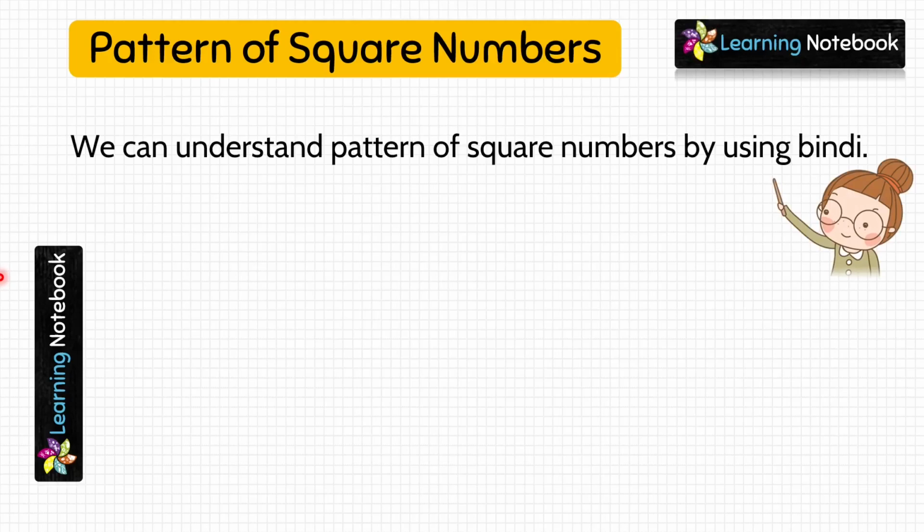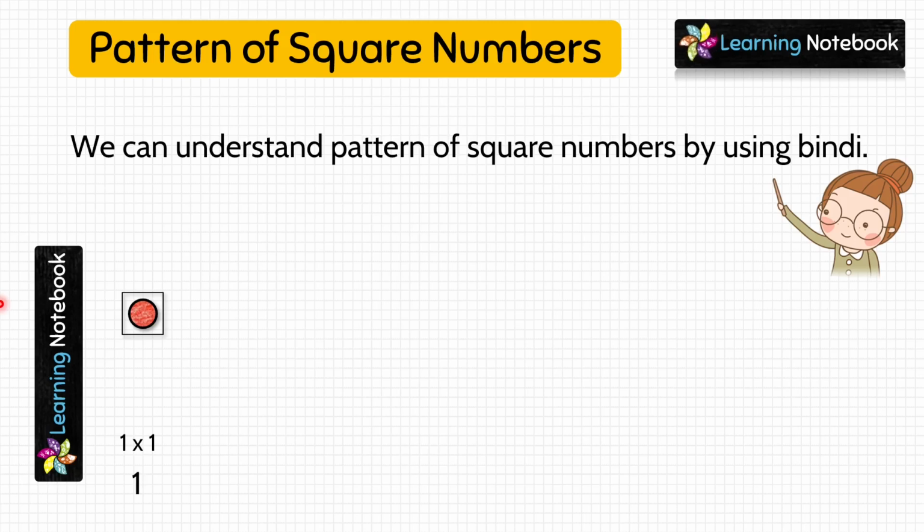Students, let's understand pattern of square numbers. By using bindis, we are going to do an activity to understand square numbers using bindis. To get a square number, we have to arrange the bindis in square shape. So first paste one bindi. So it resembles 1 into 1 equals to 1 bindi.